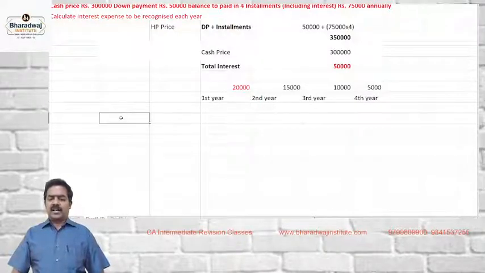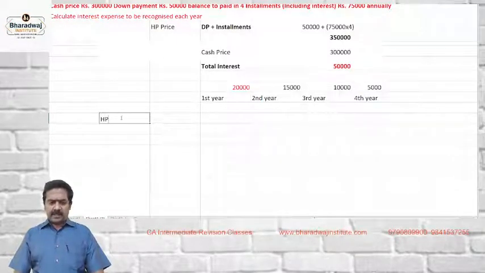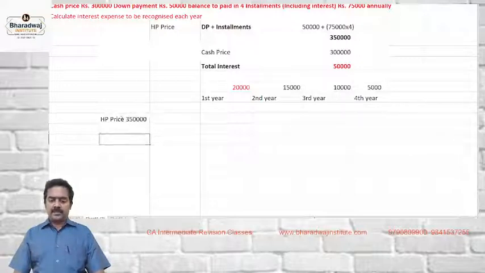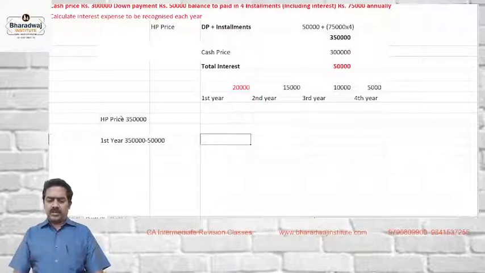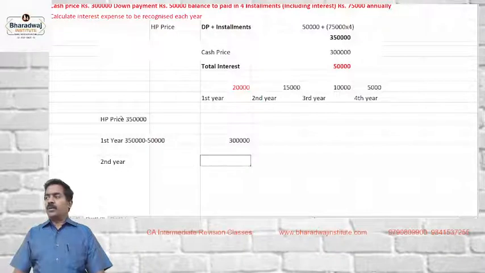Or if you want to understand logically, very simple. What is the hire purchase price? 3,50,000. Now in the first year, what is outstanding? Out of 3,50,000, we paid the down payment immediately, 50,000. So what is the hire purchase price outstanding for the first year? 3 lakhs.